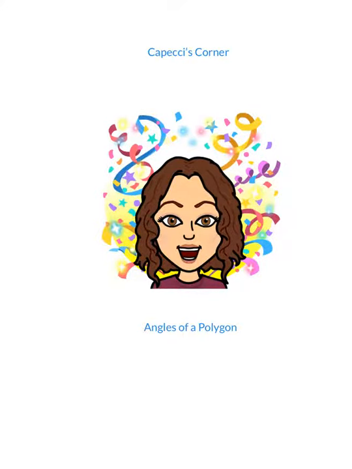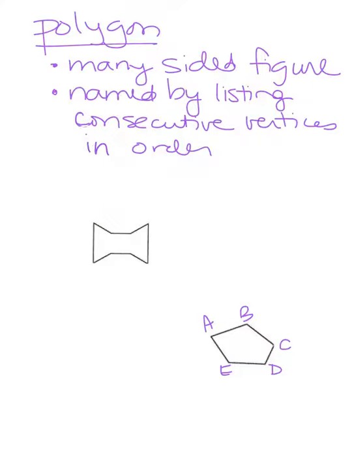Today's lesson is on angles of a polygon. A polygon is a many-sided figure which we name by listing consecutive vertices in order. So we have two examples of polygons here. Here's one, here is the second one, and this polygon right here, we will call that polygon ABCDE.